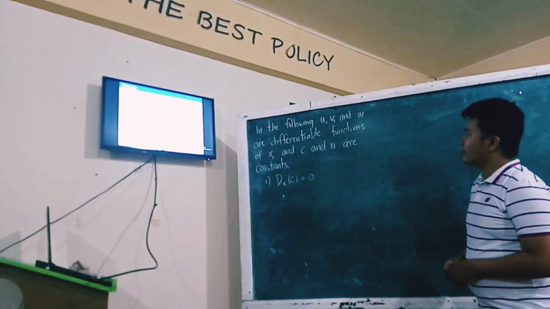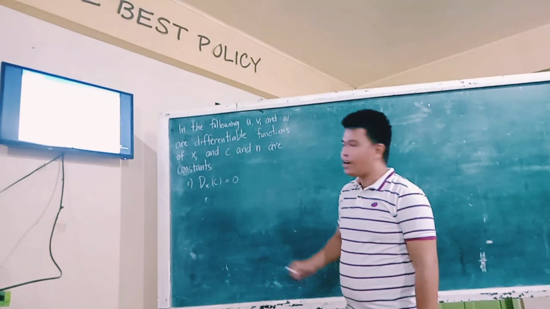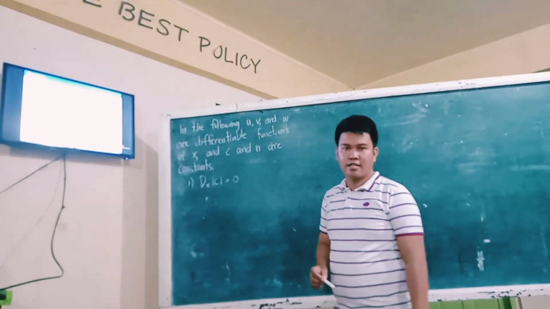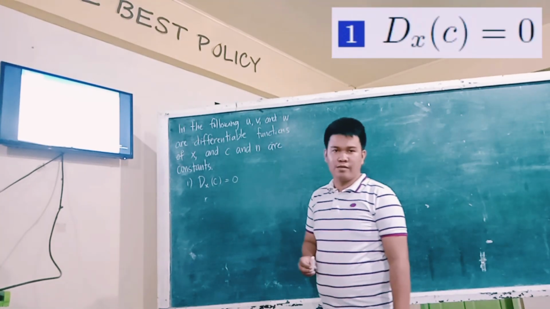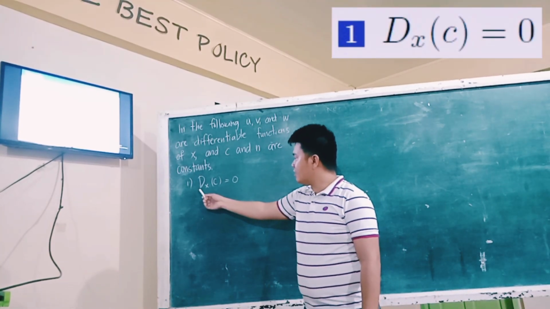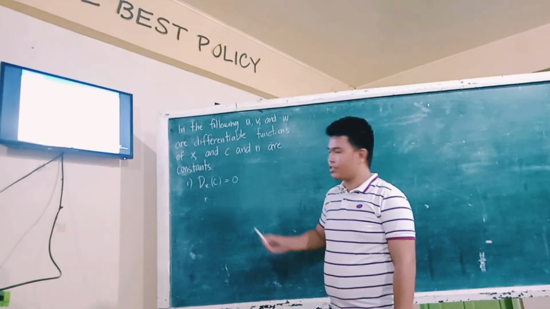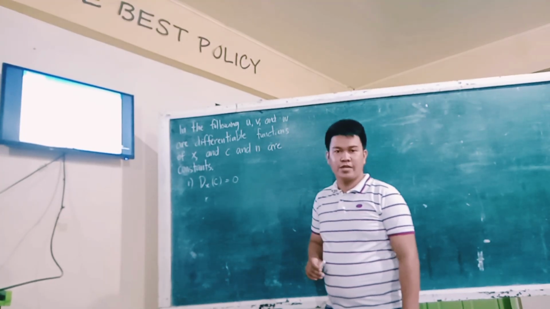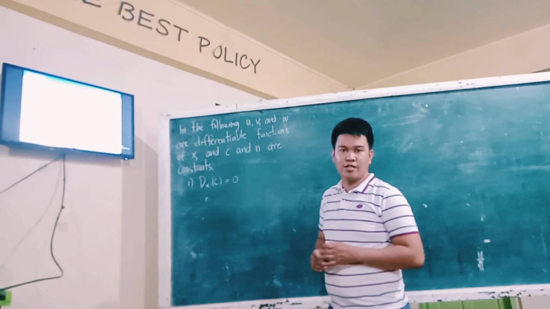In the following formula, let u, v, and w be differentiable functions of x, and let c, r, and n be constants. The first rule that we're going to talk about is called the constant rule, given as d/dx of c is equal to 0. This is read as the derivative of c, or a constant, is equal to 0. This means the derivative of any constant is always equal to 0.